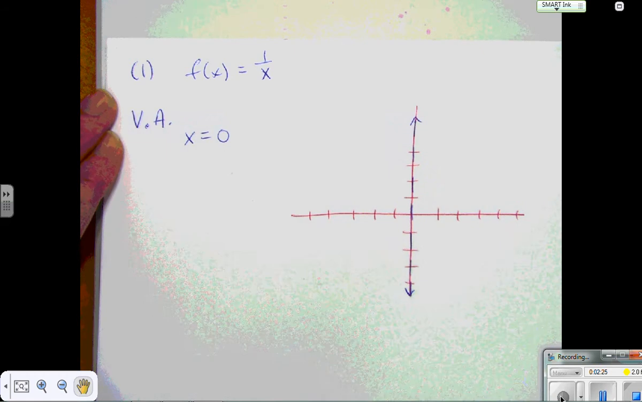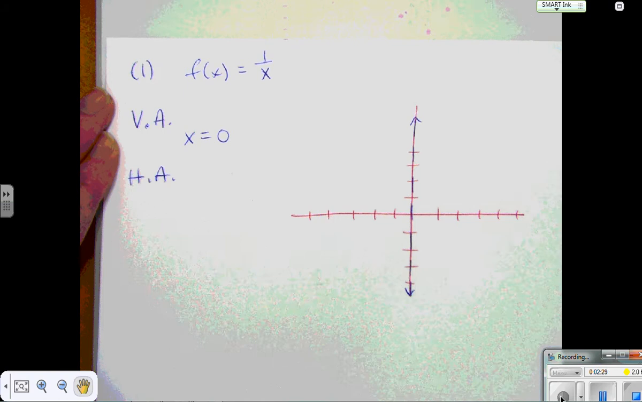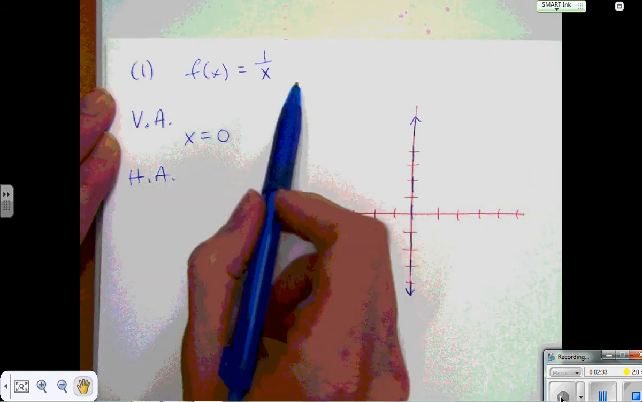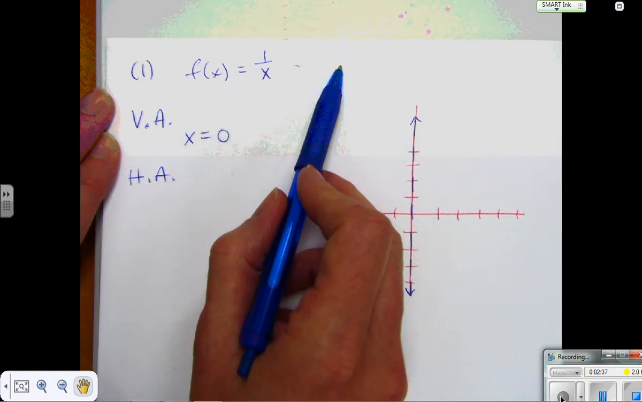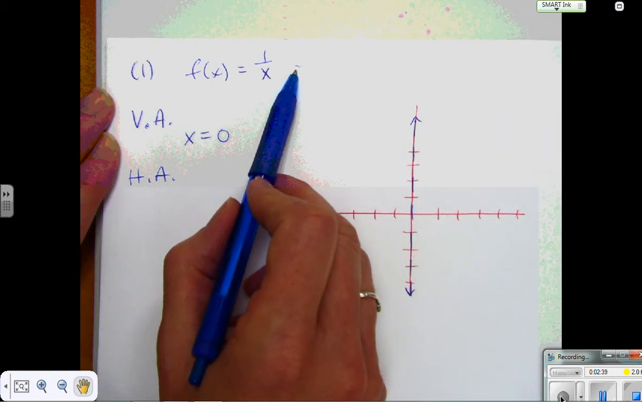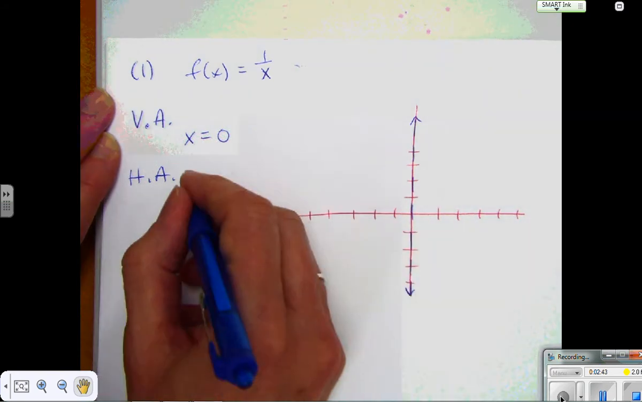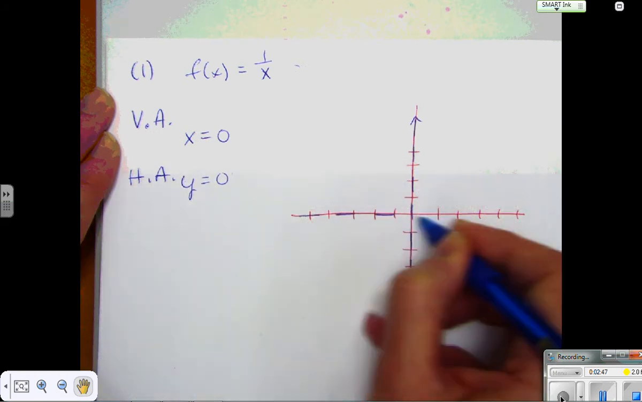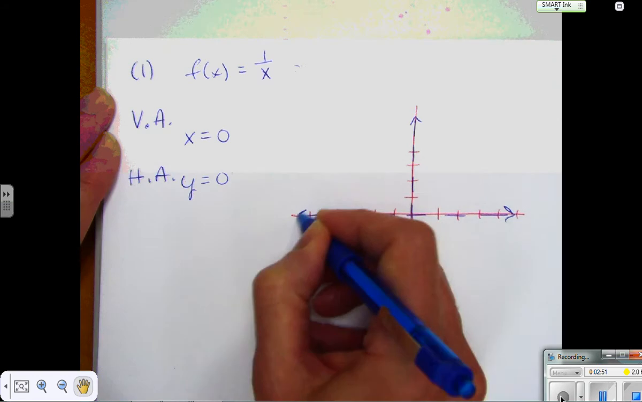Okay, so then the horizontal asymptote, I'm just going to call HA. You find the horizontal asymptote by whatever is being added or subtracted beside the fraction. So there's nothing that's being added or subtracted out here to the side of this fraction, so it's just going to be y equals 0. So you have this horizontal asymptote. Any questions so far?